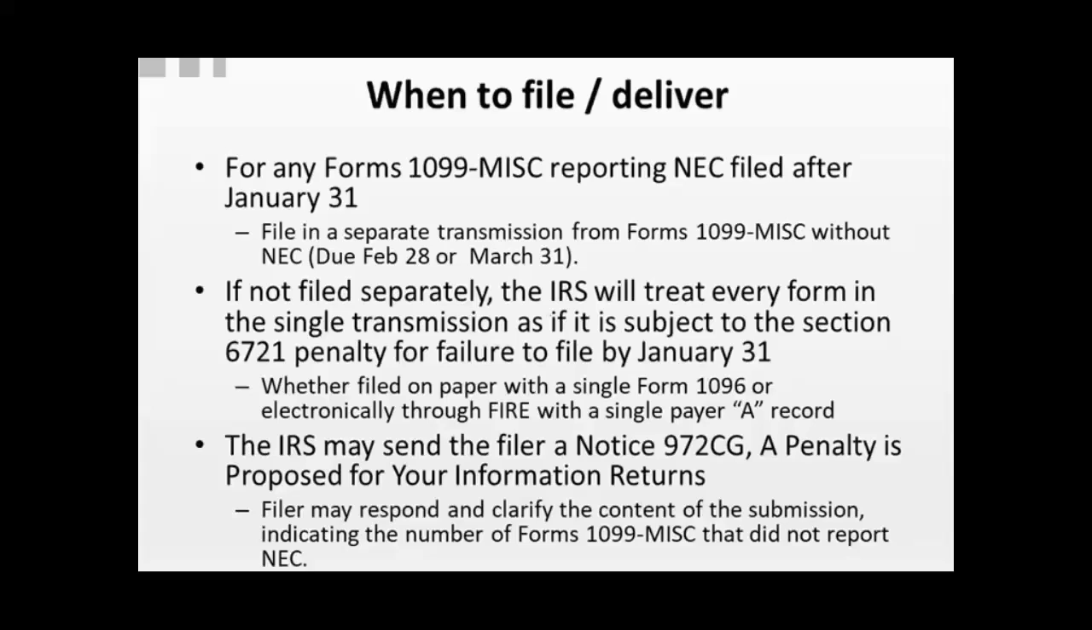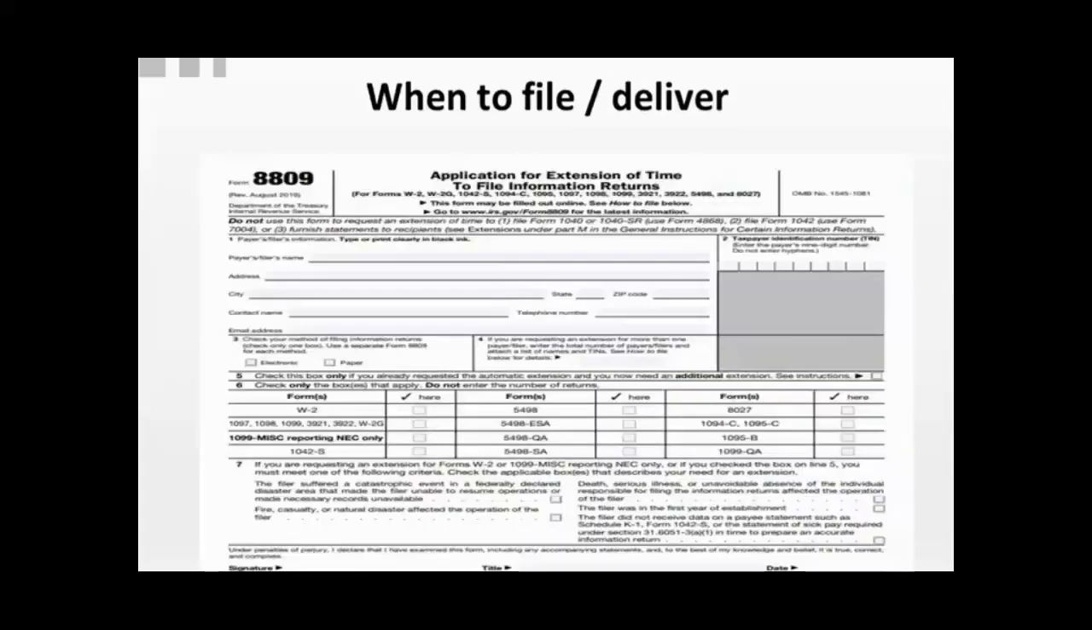And the IRS may send the filer, in that case, a Notice 972CG penalty notice, and the filer can respond and clarify the content of the submission. That gives you an opportunity to do that. You have to indicate which forms did not report NEC, and they'll correct the proposed penalty on that basis. But you don't want to go through that hassle, so make separate transmissions for those. And I would probably even do separate transmissions if you're doing any mixture of them on January 31st. I would do them in separate transmissions anyway, just to keep it clean.